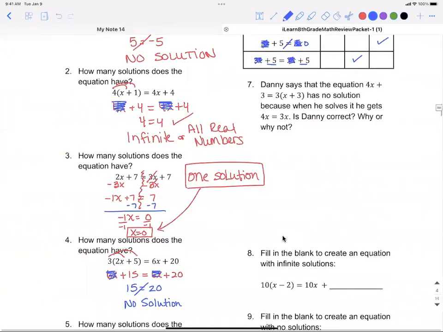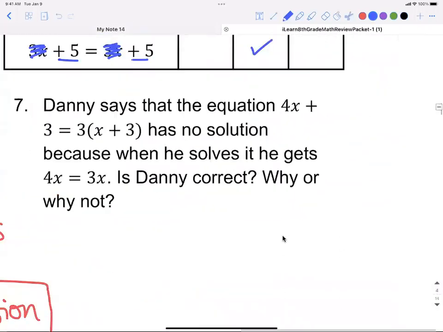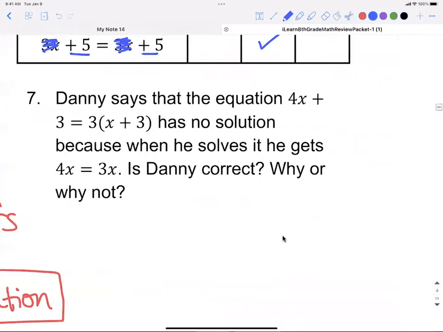All right. This is our last few here. Danny says that the equation 4x plus 3 equals 3(x plus 3) has no solution because when he solves it, he gets 4x equals 3. Two parts to this. Is Danny correct? And then why or why not? So first, let's look and see if Danny is correct.